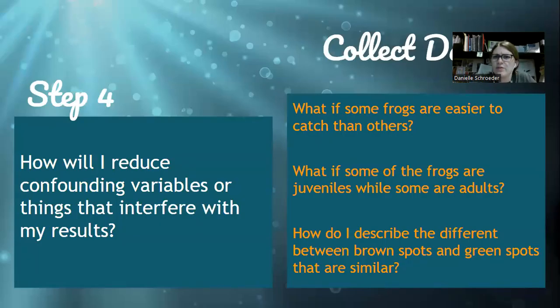So those are questions to ask of yourself, and we have to find out what techniques you will use to reduce confounding variables, or things that interfere with your results. Some examples that come up for our frog pond example are, what if some species of frogs are easier to catch than others? That means I might be inadvertently collecting ones that are all the same color, right? What if the frogs change color over their lifespan and I'm only catching juveniles while others are adults? How do I describe the difference in multicolored frogs? For example, how do I describe a brown one with spots versus one that has a mostly green body? These are all things that I need to find ways to control in my study.